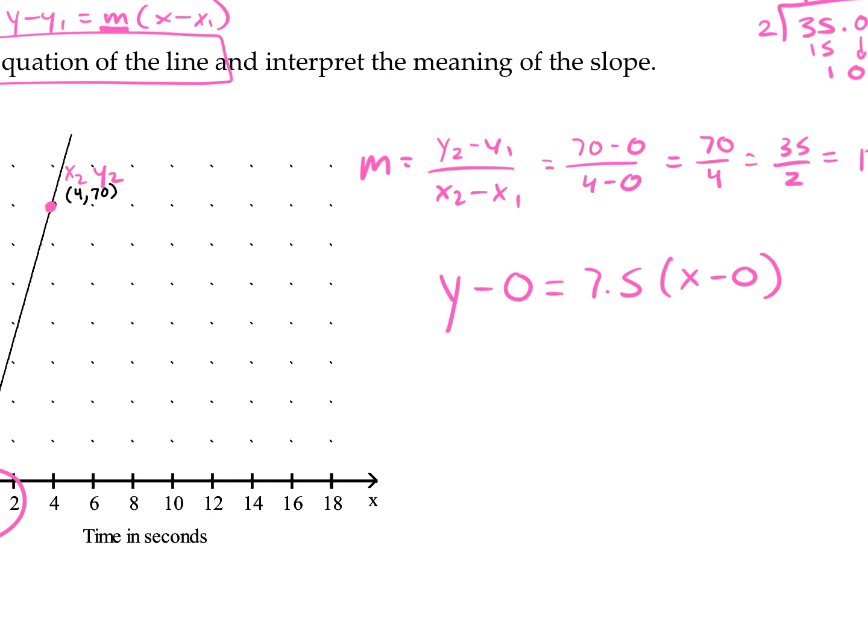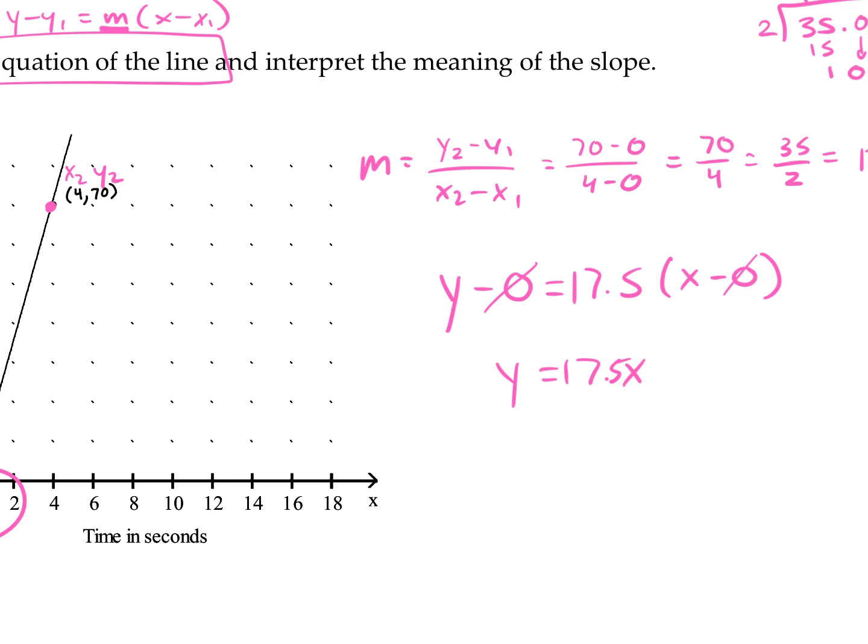And in our equation, do we need the minus zeros? No. Since it's just 0, we can get rid of them. So we have y is equal to 17.5x.